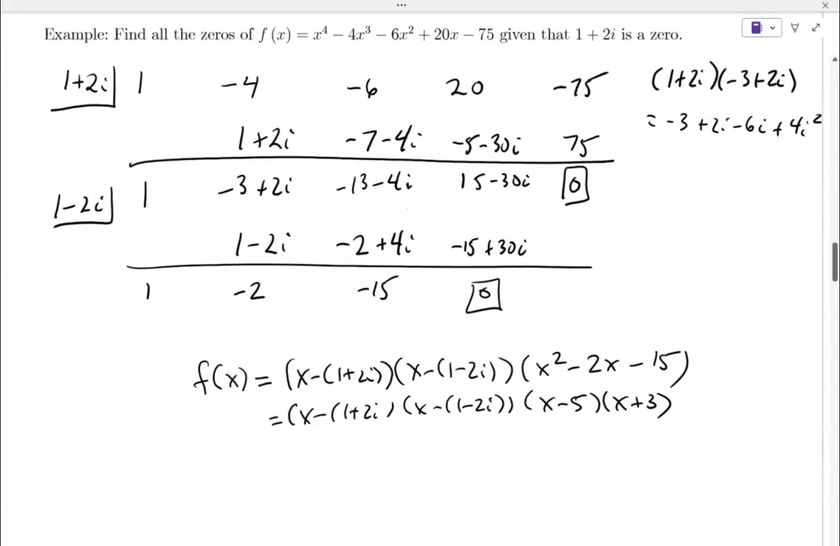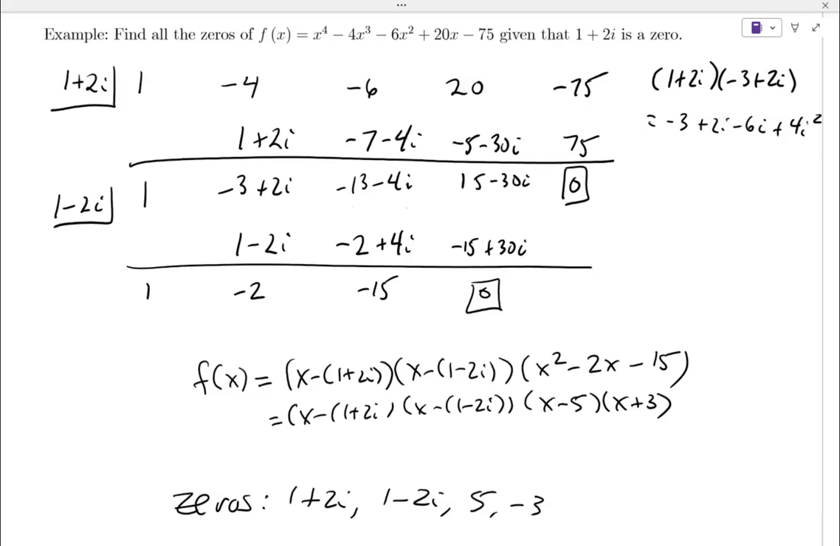So this again factors f of x into linear factors. Linear factors because we have x to the first power in each of them. And then again, we can get the zeros. What are the zeros? Well, the first two are 1 plus 2i and 1 minus 2i. What are the other two? 5 and negative 3. Good. What questions do you have? So far, so good?